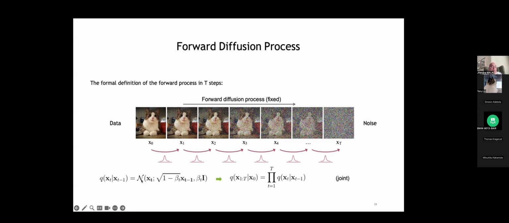So what is this notation N? N is for normal distribution, right? So there is a distribution of the random variable x sub t. How do I specify a normal distribution? I specify a mean and a covariance, right? So the mean is x sub t minus 1. So you start for every pixel from the previous stage, okay? You scale it down a little bit by the square root of 1 minus beta t, and then you add noise.